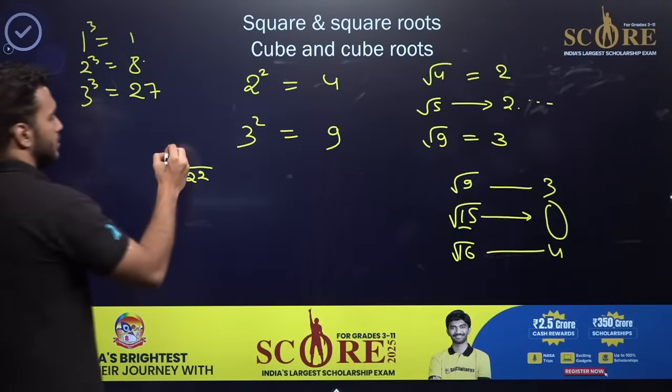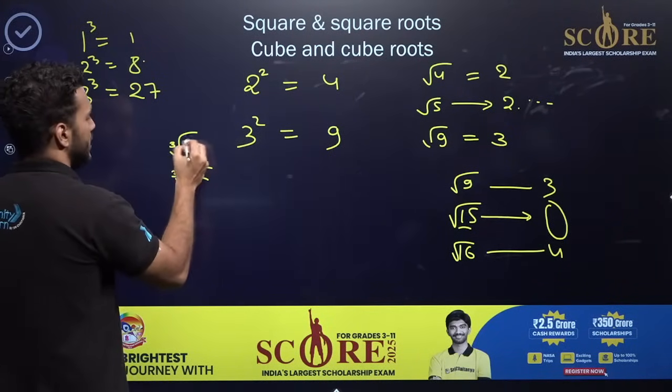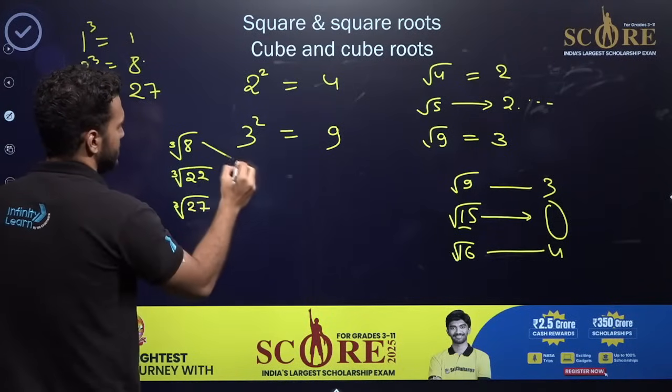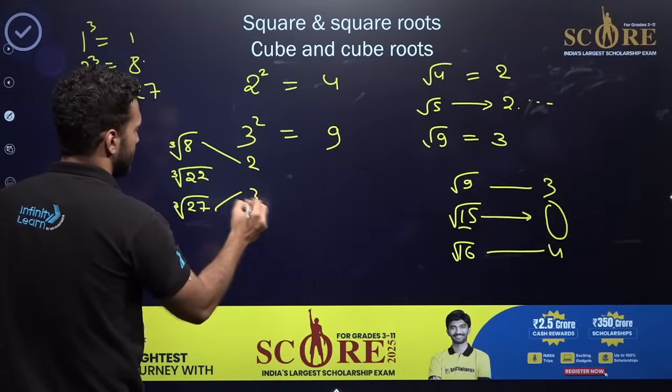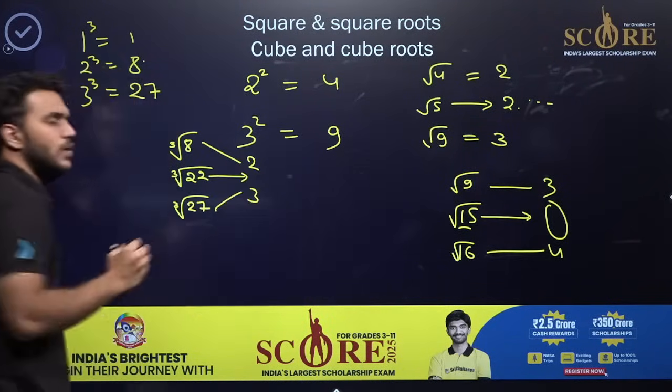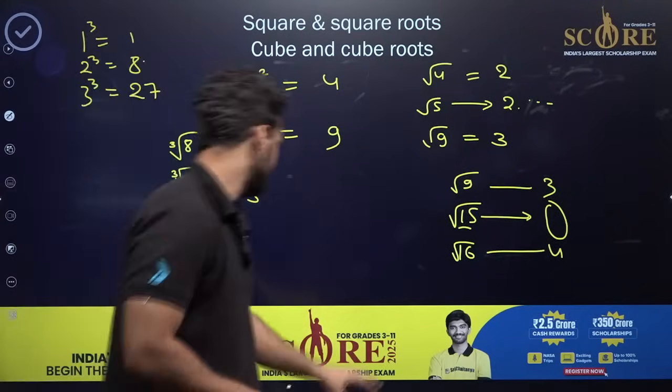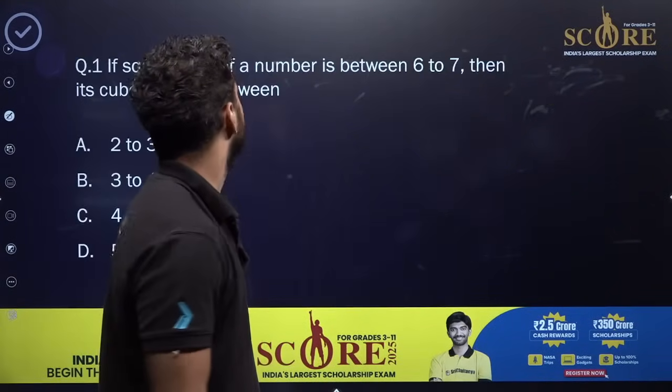It means cube root 8 and cube root 27. So this is, sir, 2, this is 3. Then this number must lie between 2 and 3. So it will be 2 point something. There is the surety. Is it clear? Okay, next.